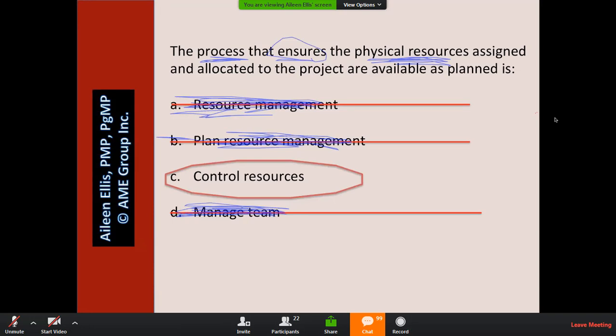Do you see how I went about eliminating the wrong answers here? A is wrong because resource management is a knowledge area. B is wrong because they're already planned, the "as planned." So if they wanted answer B, it would be a process that defines how to estimate, acquire, manage, utilize resources. D, manage team, is wrong because manage team is only about people, not about physical resources. So if today is the first day you're opening the PMBOK guide, I would hope that at least you knew answer A is wrong.